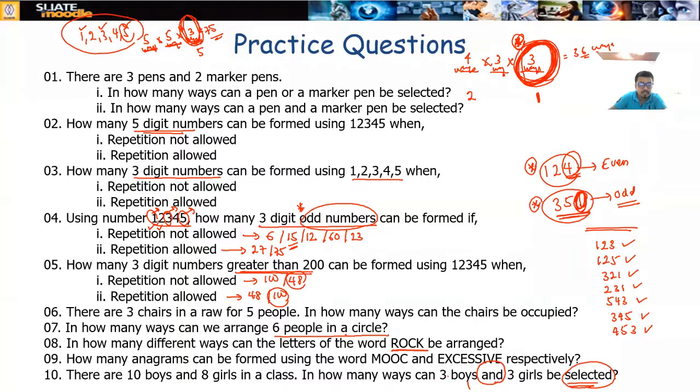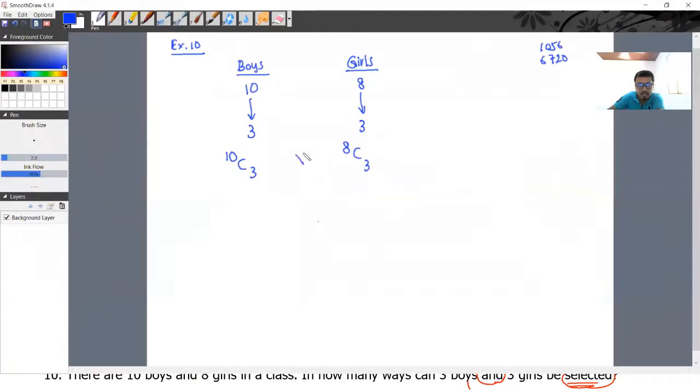3 boys and 3 girls. They have used the term and. If it is and, we need to use multiplication. So what should be the value?